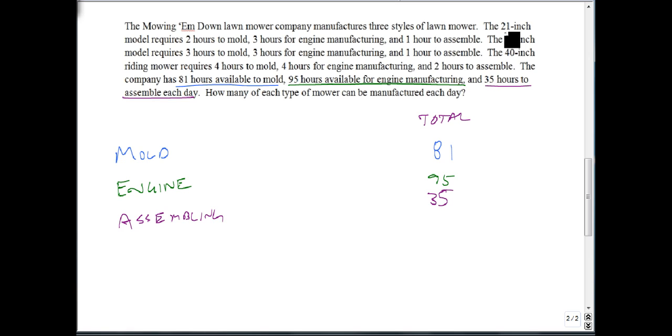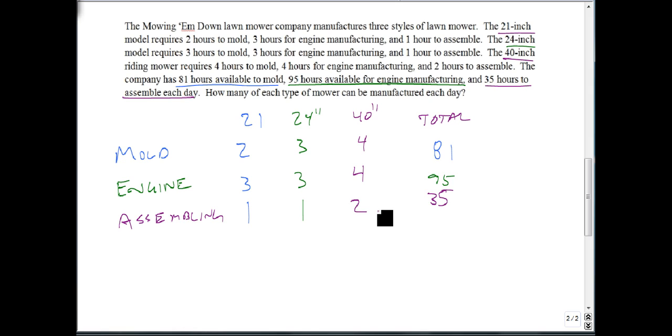So our variables then are the 21-inch, the 24-inch, and the 40-inch. And so here, we just come in and we notice for the 21-inch, I'm going to go down. So that's 2 hours to mold, 3 for the engine, and 1 to assemble. Our 24-inch is 3 hours to mold, 3 for the engine, and 1 hour for assembling. Our last one, the 40-inch ride-on, is 4 hours to mold, 4 hours for engine manufacturing, and 2 hours to assemble.